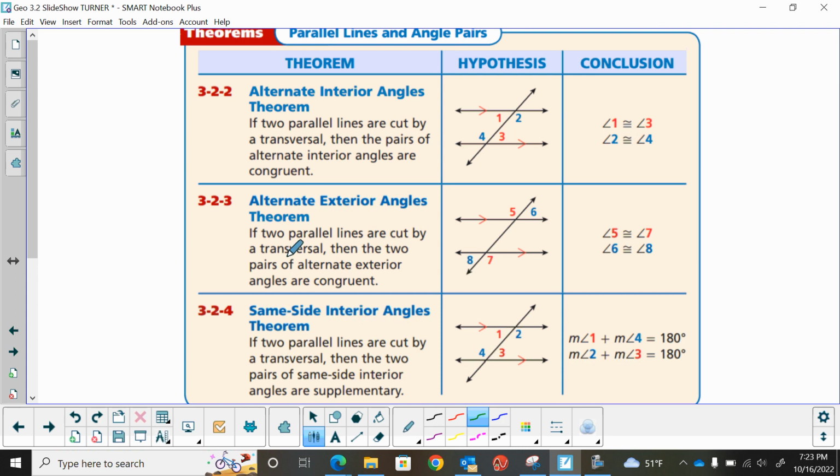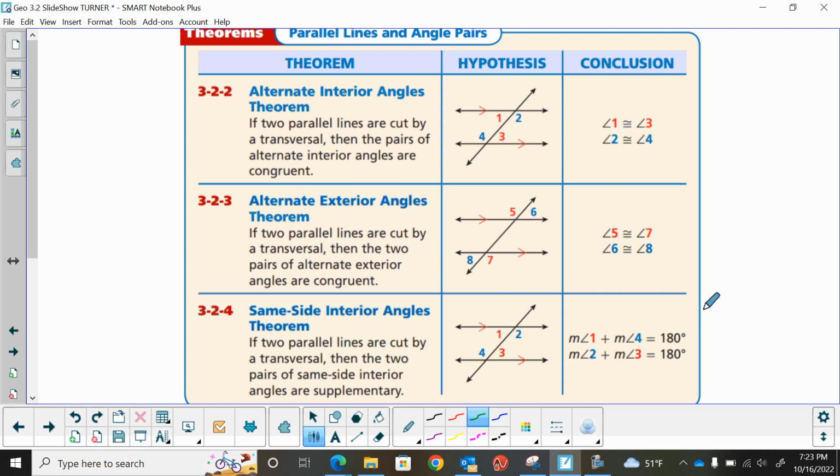Same thing for alternate exterior angles. That theorem says that if two parallel lines are cut by a transversal, then the two pairs of alternate exterior angles are congruent. In that diagram, we have angles 5, 6, 7, 8. Those are the four exterior angles. Angles 5 and 7 are alternate, so they are congruent to each other. And then 6 and 8 are the other pair of alternate exterior angles, so they are congruent to each other.